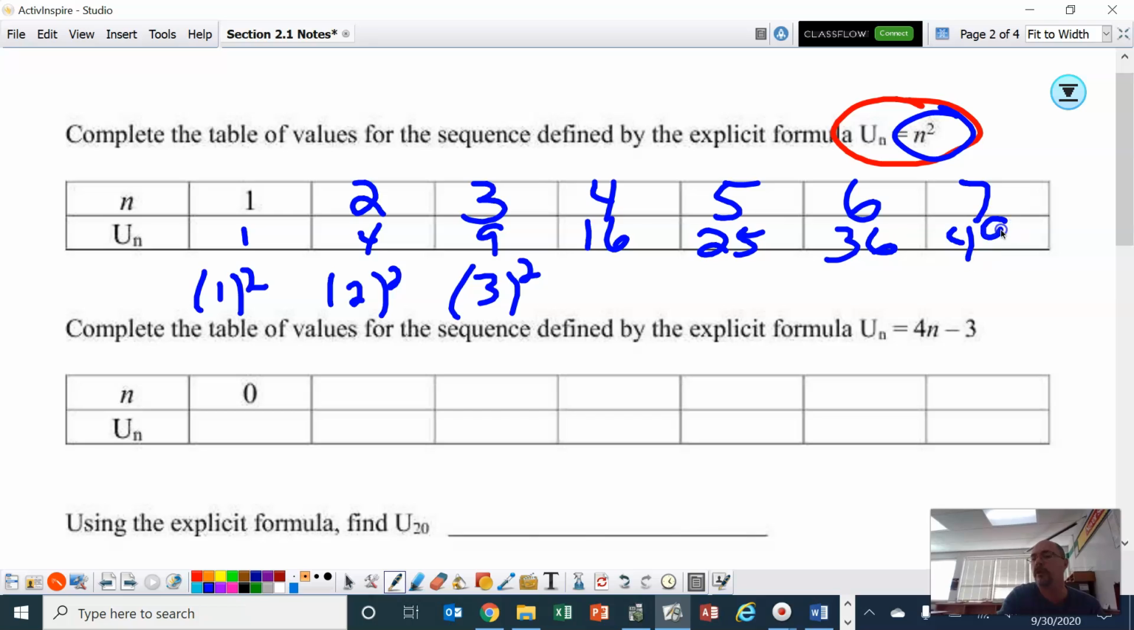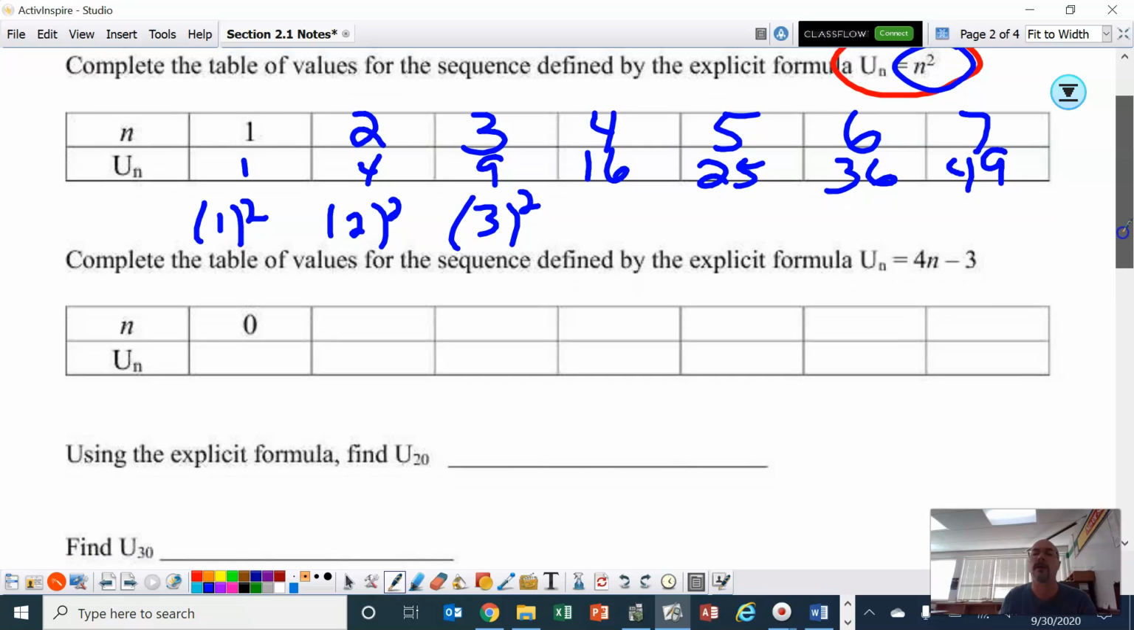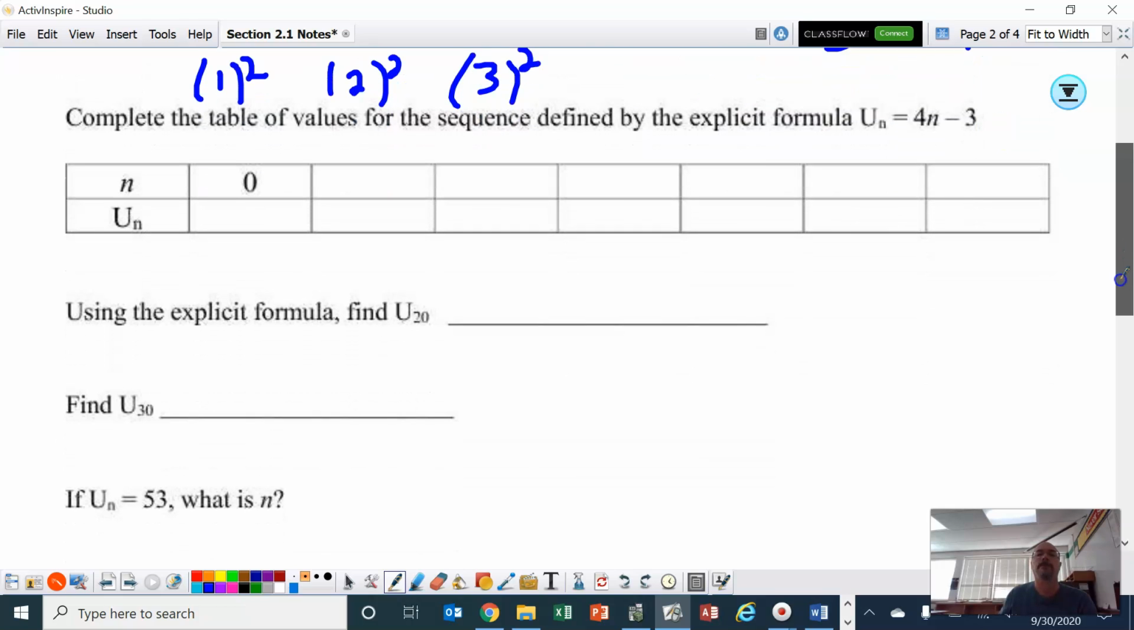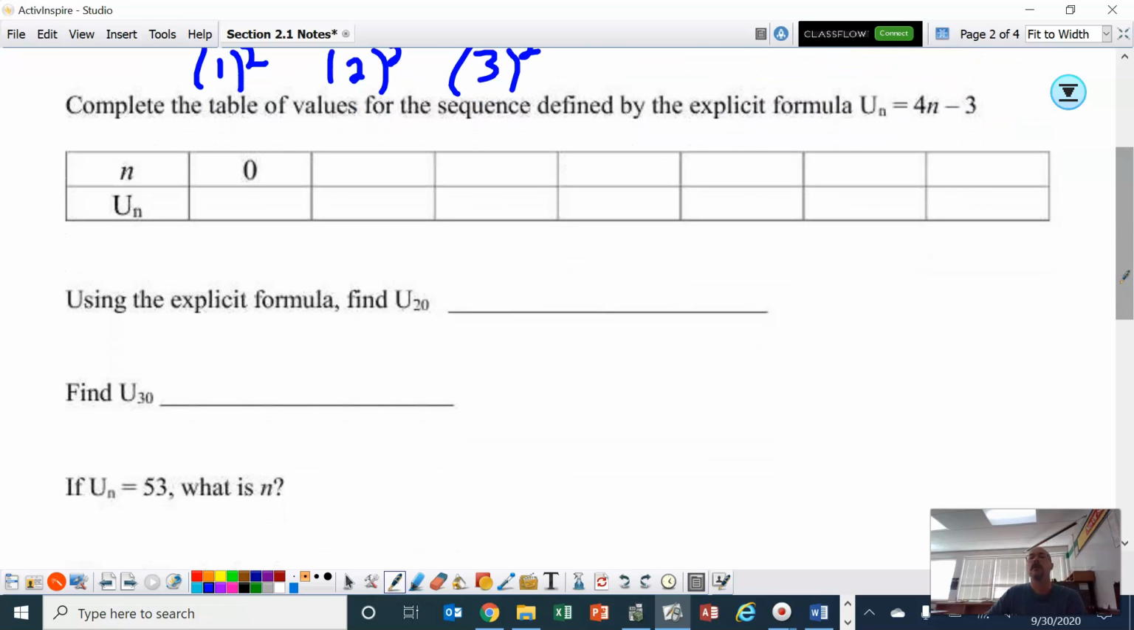So I just wanted to show you that explicit formulas don't necessarily have to be the arithmetic that I showed you in the first example. But we're going to stick with that arithmetic throughout the rest of the lesson. So just be aware that they're not always arithmetic. Okay, so this next one, let's take a look at that one.